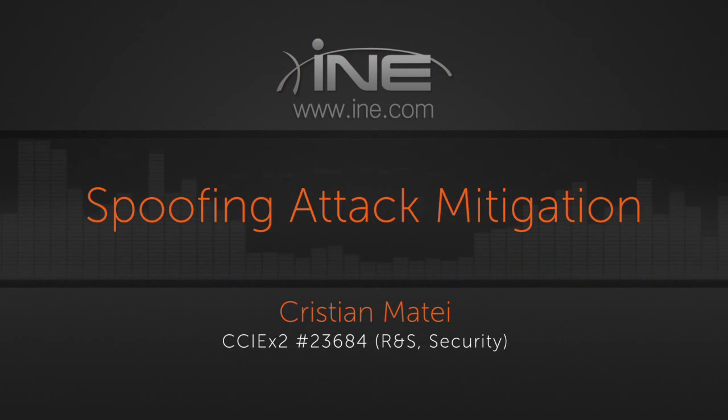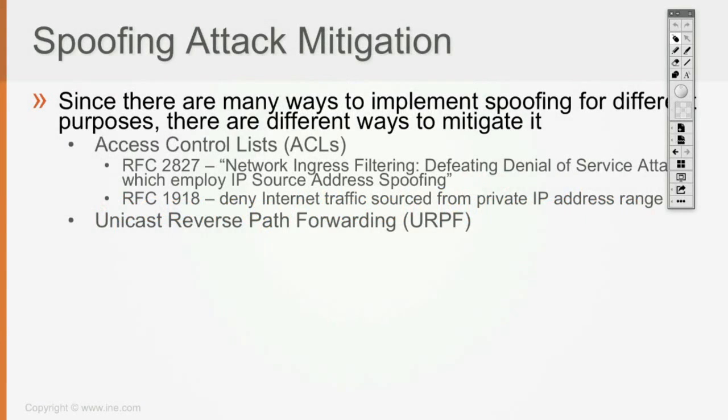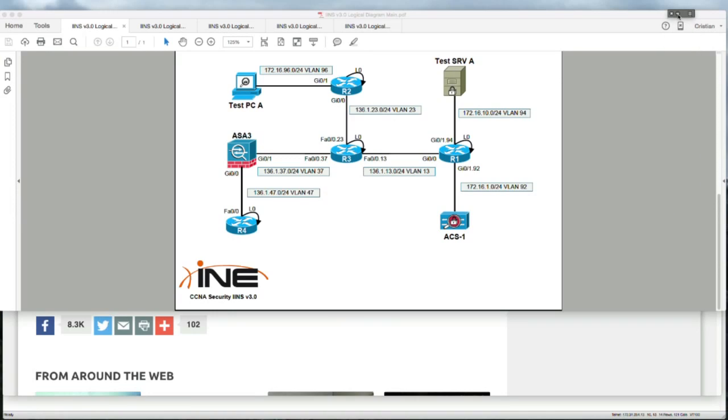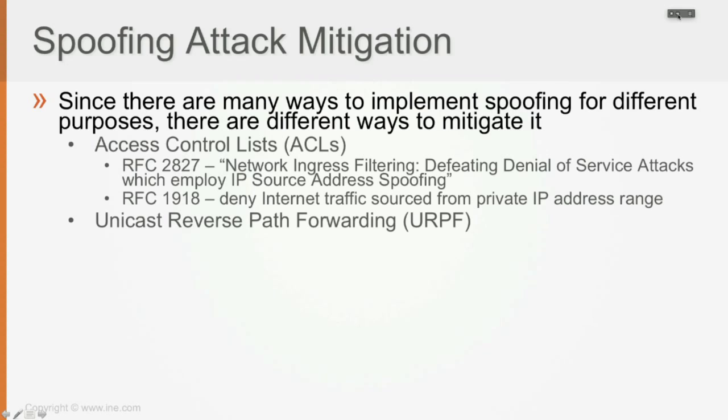Now, spoofing attack mitigation. Because there are many ways to implement a spoofing attack, we have various tools or mitigations available against that attack. One commonly used one is going to be access control lists, and in that particular use case, we can make use of either RFC 2827 or RFC 1918.